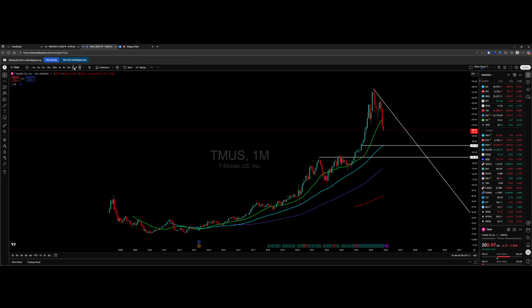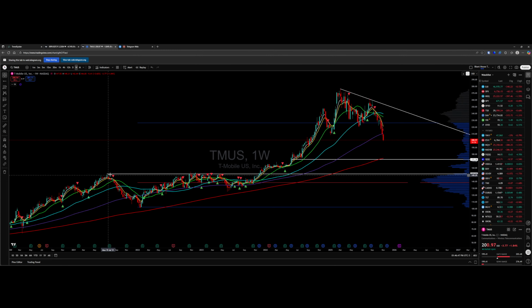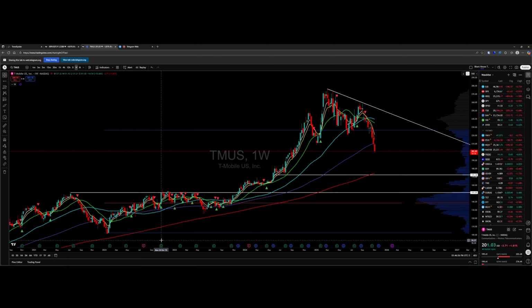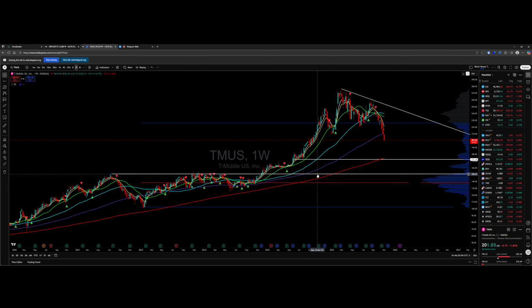That 151 is this bench through here. And that's a reasonable place for price to want to go. Will it stay there? I don't know. Might fall a little bit south of that. Who knows? I'm just identifying areas of interest or targets. But that's my take on T-Mobile.